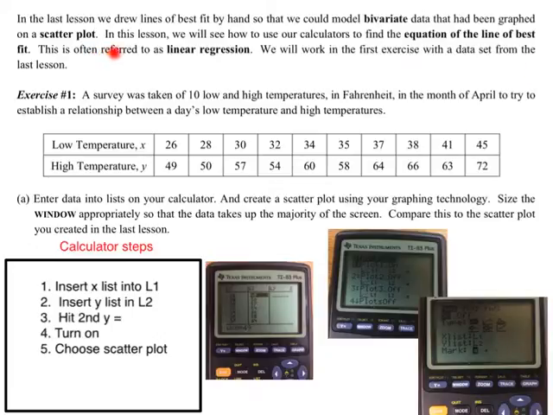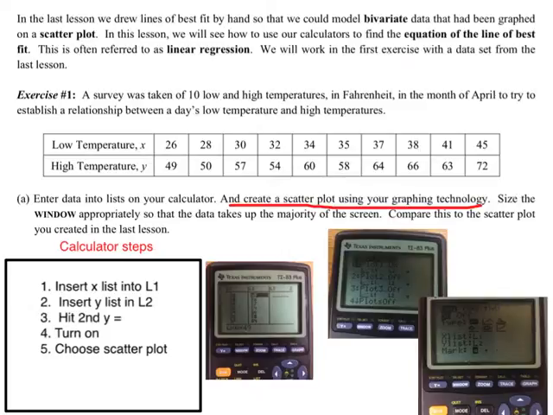Exercise number 1. A survey was taken of 10 low and high temperatures in Fahrenheit in the month of April to try to establish a relationship between today's low temperatures and high temperatures. Enter data into lists on your calculator and create a scatter plot using your graphing technology. Size the window appropriately so that the data takes up a majority of the screen. Compare this to the scatter plot you created in the last lesson. So the very first thing we need to do is create a scatter plot using a graphing technology in our calculator.